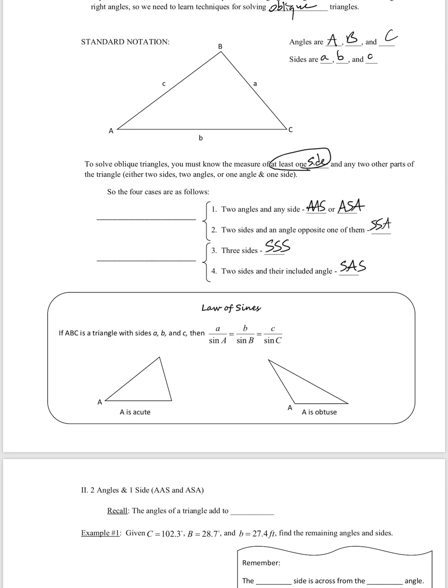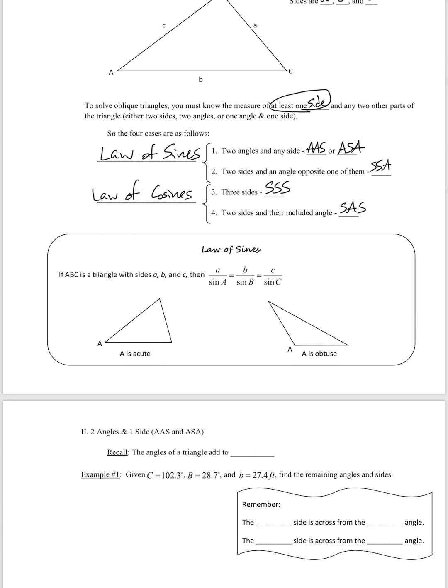So these four cases fall into two different rules or two different formulas that we can use to solve the respective triangles. So if I have an angle-angle-side or angle-side-angle, or if I know a side-side and an angle opposite one of them, then I solve that using what we call the law of sines. And then if I know three side lengths, or if I know two sides and their included angle, I can use the law of cosines. So this section, section 6.1, is all about the law of sines. Section 6.2 is all about the law of cosines.